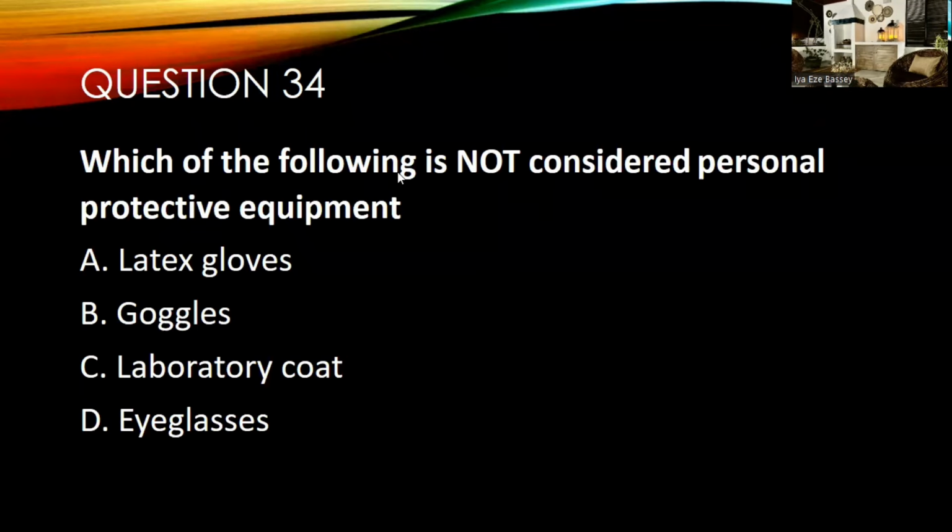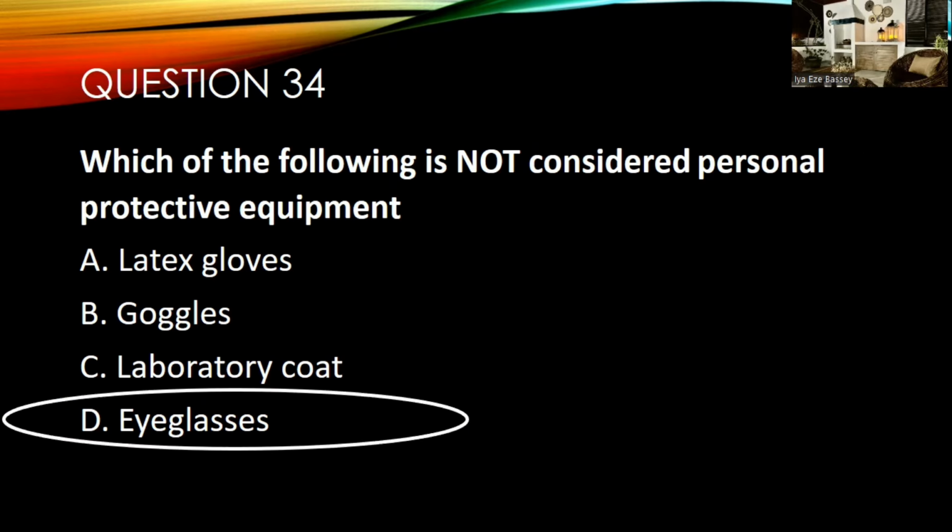So 34. Which of the following is not considered personal protective equipment? A, latex gloves. B, goggles. C, laboratory coats. D, eyeglasses. So what do you think? I will go with eyeglasses.